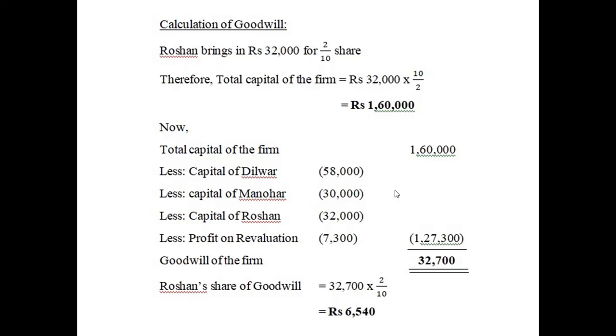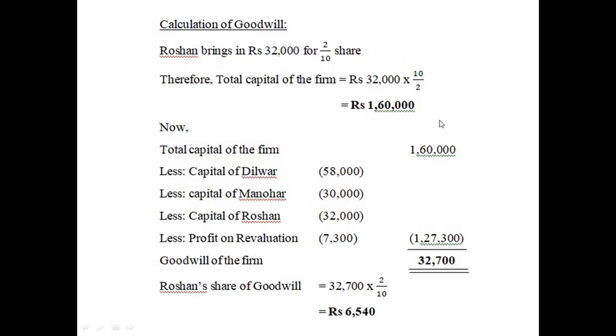Roshan is a partner, isn't it? And he is coming for a 2/10 share in the business. For that 2/10 share, he is bringing 32,000 as his share of capital, isn't it? So, in order to find the total capital of the firm, we have to take the reciprocal of this 2/10, the ratio of the new partner, and we get the total capital of the firm to be 1,60,000.